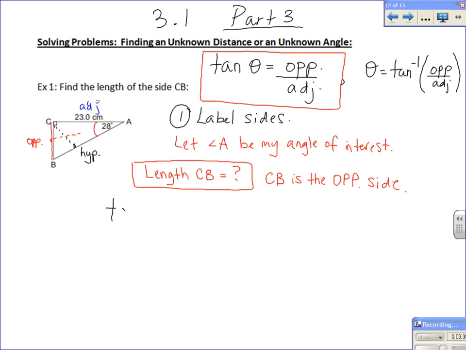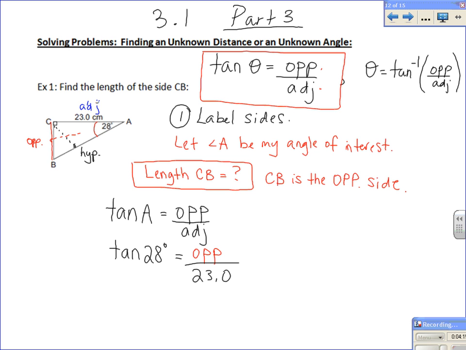So the tan of an angle, and this time we're looking at the tan of A. The tan of A is going to be equal to the opposite over the adjacent, and I know what A is. I know that angle A is 28 degrees. And tan 28 is equal to the opposite, which I don't know. This is the one I want, this is what I'm solving for, over the adjacent, and the adjacent is 23.0 centimeters. So I have that value.